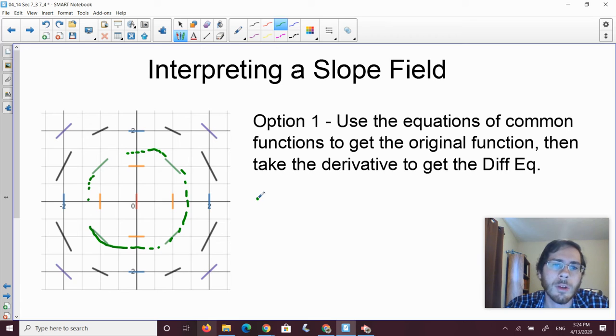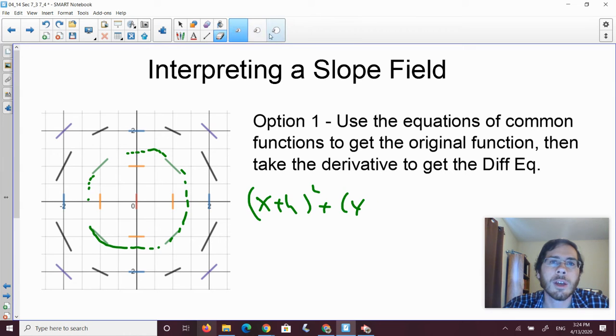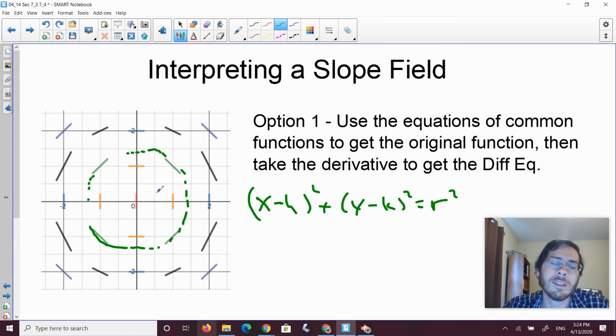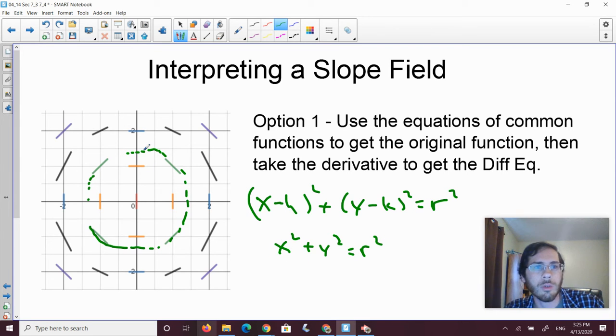So the equation is probably going to be x minus h squared plus y minus k squared equals r squared. We get our nice equation of a circle. We see it centered at 0, 0, so x squared plus y squared equals r squared. And then the issue comes as to which circle do you want to pick?